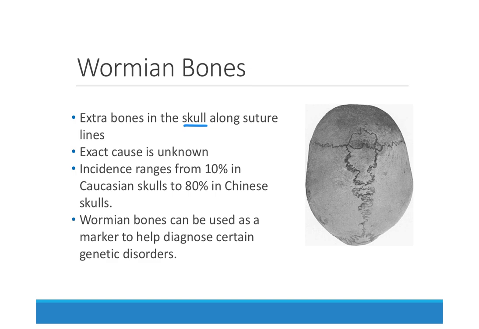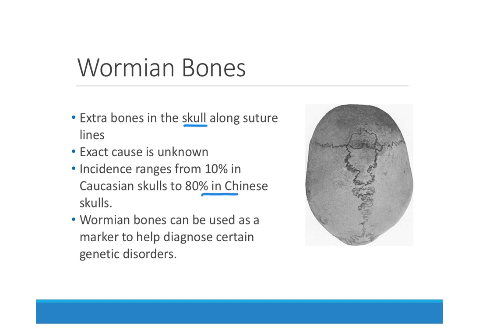An interesting fact is that sometimes you have extra bones in the skull that form along the suture lines. We're not quite sure why this happens. It may be there's a genetic predisposition, because it certainly is involved as a marker in some genetic diseases, and it does differ from one ethnic group to the other. It's more common among Chinese skulls, especially if they are male.